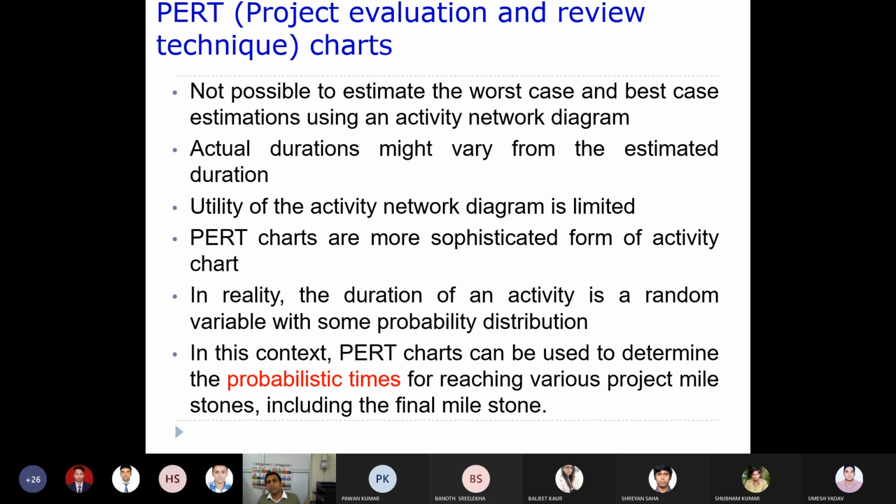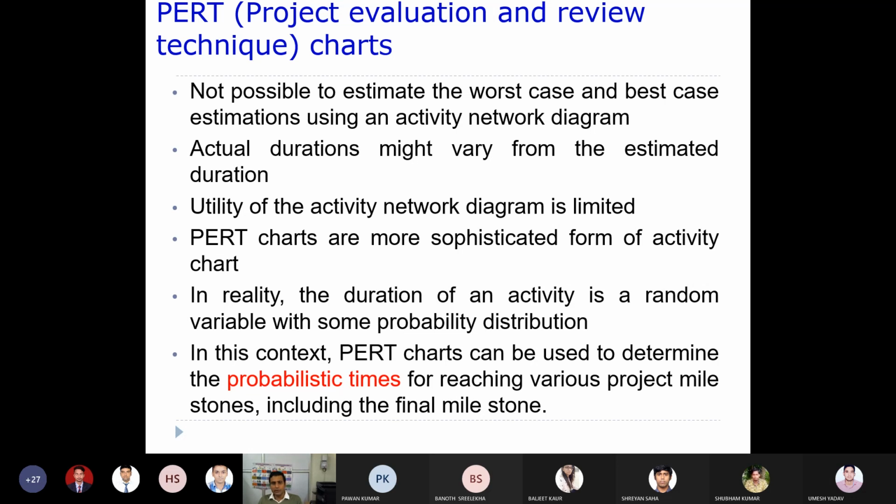Maybe the best possible time it can take to finish that particular activity, and the worst case time it can take to finish it. In real practice, this duration is distributed over some sort of distribution. Maybe it uses a normal distribution, something like this. Okay, so we'll see that.